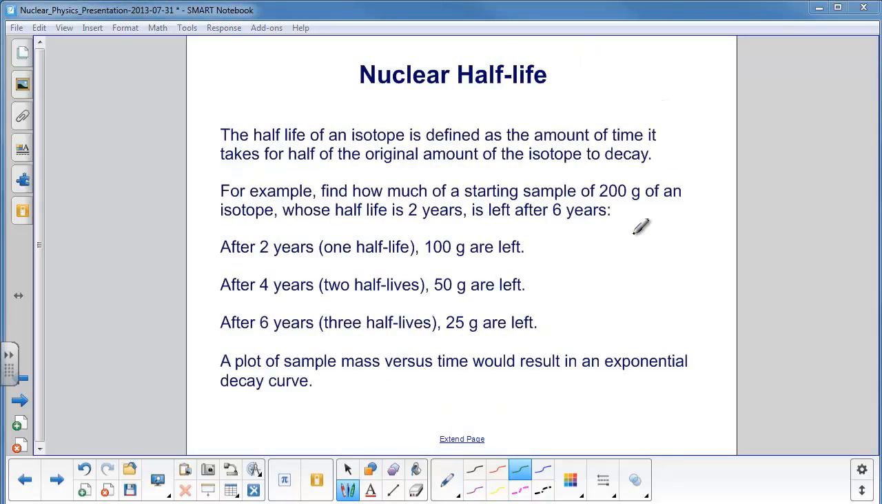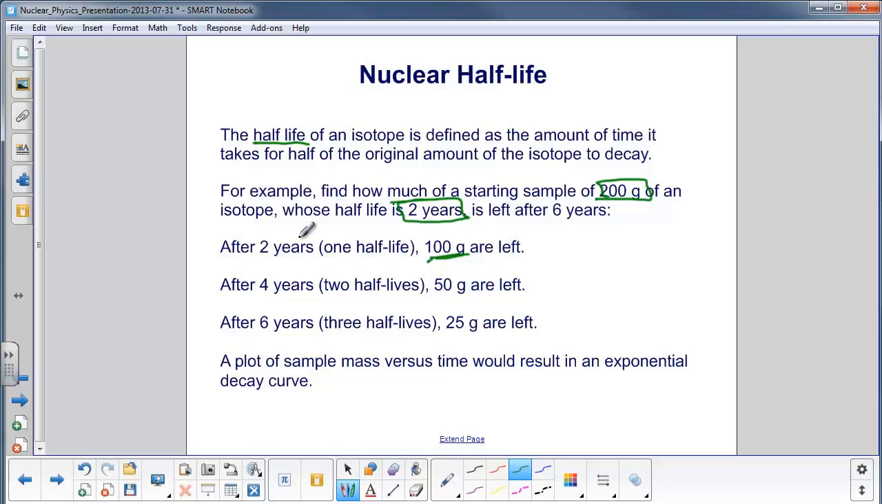The half-life of an isotope, let's underline half-life again, is defined as the amount of time it takes for half of the original amount of the isotope to decay. Let's take an example. We have 200 grams of an isotope and its half-life is 2 years. We want to find out how much is left after 6 years. So after one half-life, after 2 years, you're going to lose half of the 200 grams. So you'll be down to 100 grams. Okay? So you start with that for your next half-life.